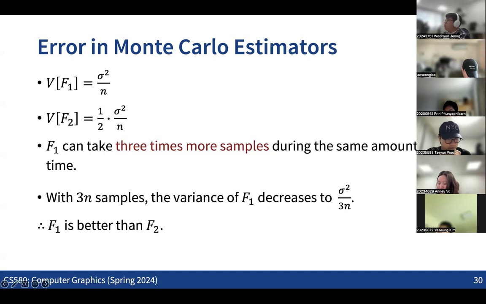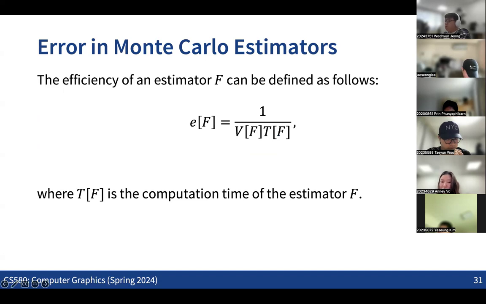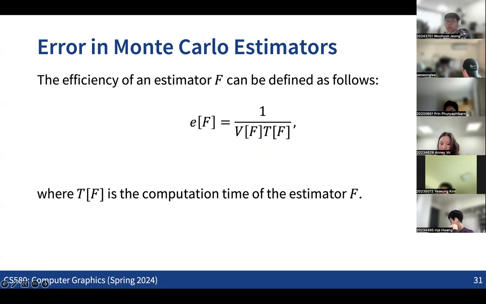So this means that when you define the efficiency of the estimator, we can define it as 1 over not only the variance, but also the computation time. As we have higher efficiency by considering the computation time as well, we can check which one is more efficient based on the number of samples that we can get during the same amount of computation time. Is this clear? Any questions on this?